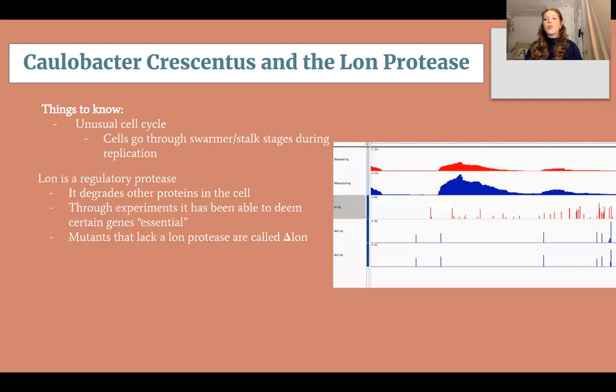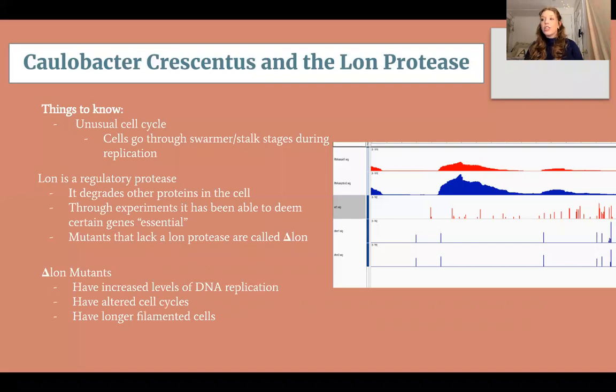Within the Caulobacter, there's a protein called the Lon protease, which is responsible for degradation and regulation of many different proteins. Through transposon and RNA sequencing techniques, we're allowed to see certain genes in Caulobacter that are essential to the cell's vitality. In a particular knockout called the delta lon, these cells actually lack the production of Lon protease.